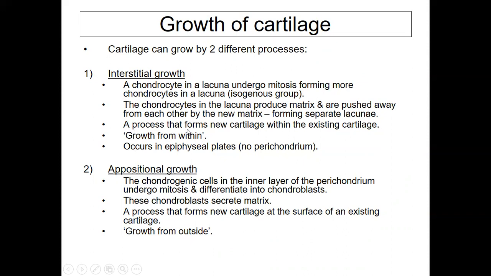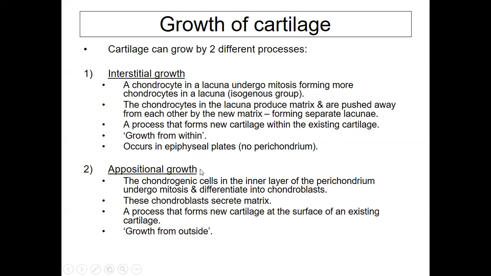So there is an existing cartilage, and then new cartilage forms from within the existing cartilage. The growth is from within. Usually this interstitial growth occurs in the epiphyseal plate, because the epiphyseal plate does not have a perichondrium, so it needs this kind of growth, interstitial growth.